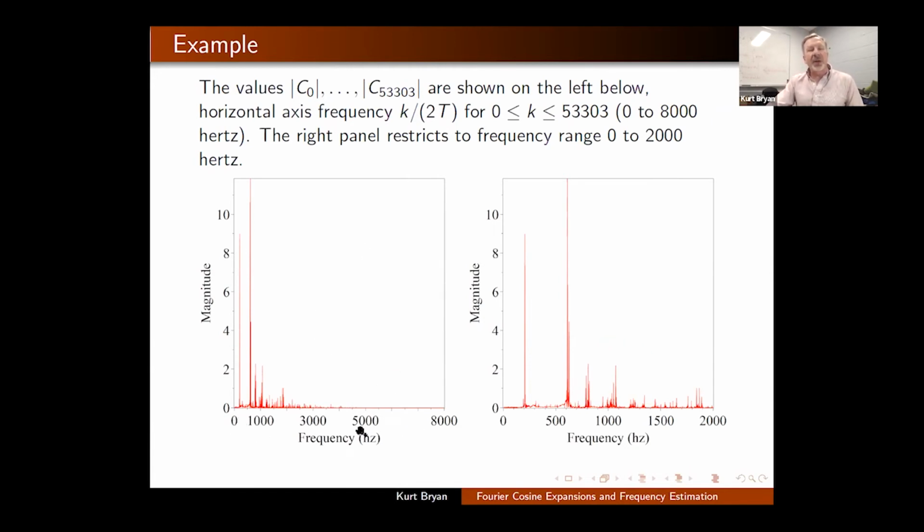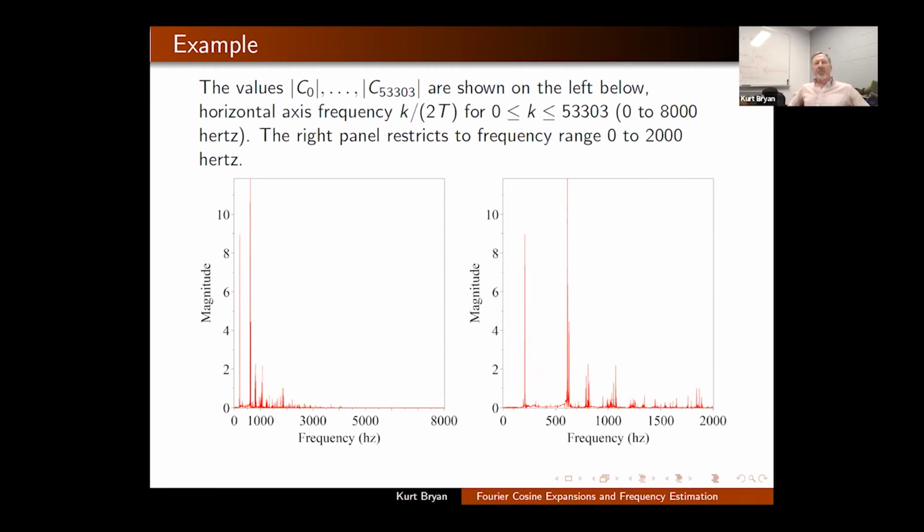The frequencies correspond to 0 to 8,000 hertz, and I plot the magnitude of these Fourier cosine coefficients. In the right panel, I zoom in on the interval from 0 to 2,000 hertz, because that's where most of the action is in this signal. You can see here that there are certain very peaky dominant frequencies in this audio signal. Those are the frequencies at which this big round gong vibrates. And so the students can sample their own audio signals and do this analysis.